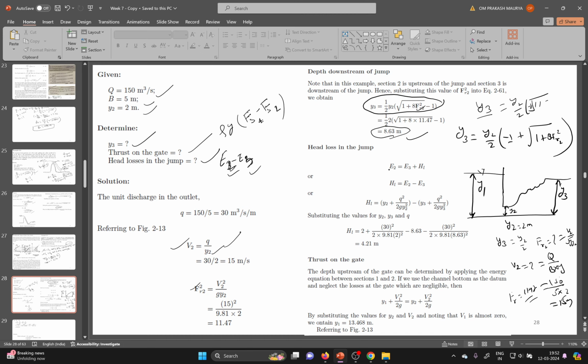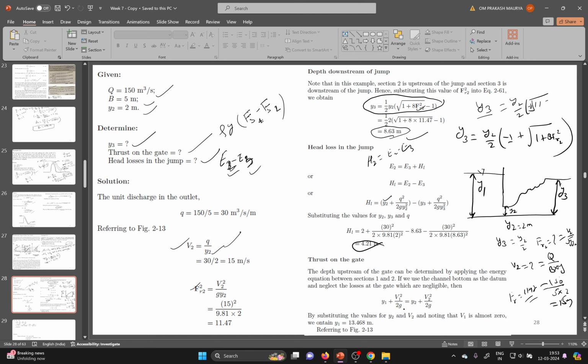Now head loss, how will you calculate head loss? Head loss is equal to E2 minus E3. So E2 is y2 plus Q square by this, and minus this. All your data you know already. y2 is known and y3 is known. So if you calculate, you will get the head loss. And thrust, how will you calculate? Thrust you will calculate like Fs1 and Fs2.